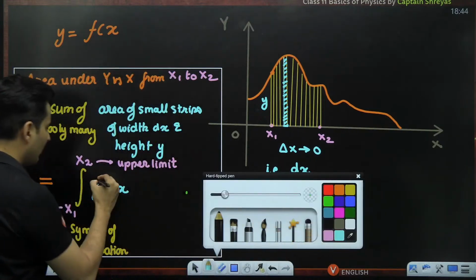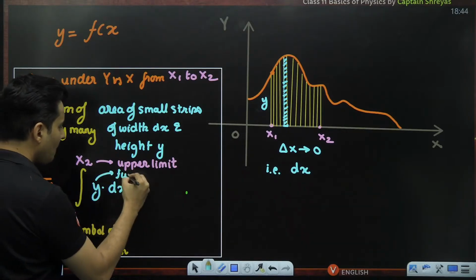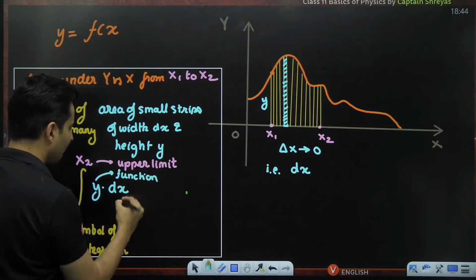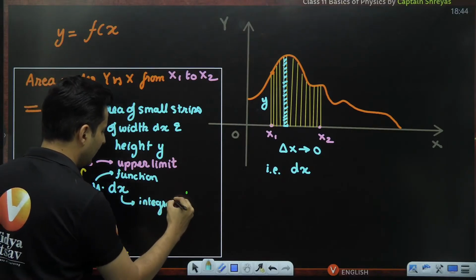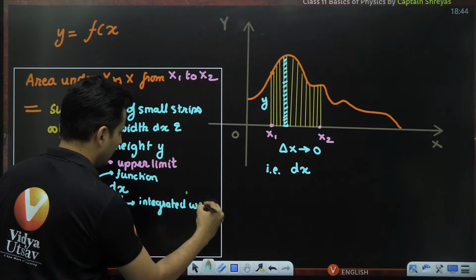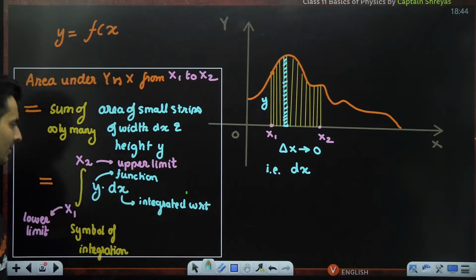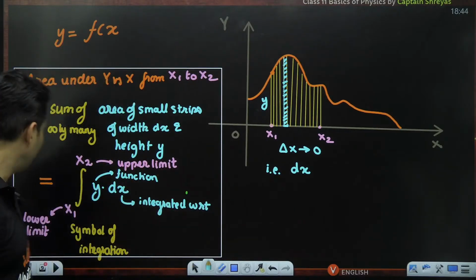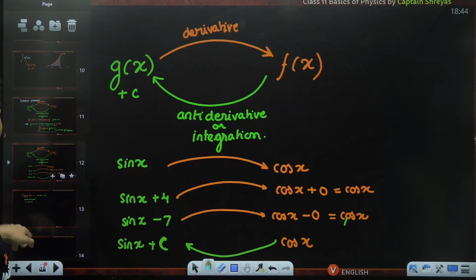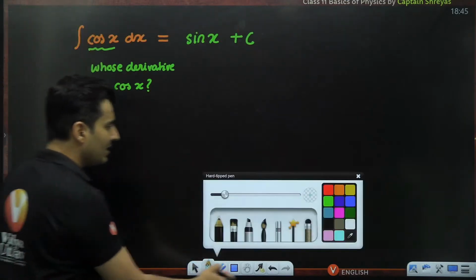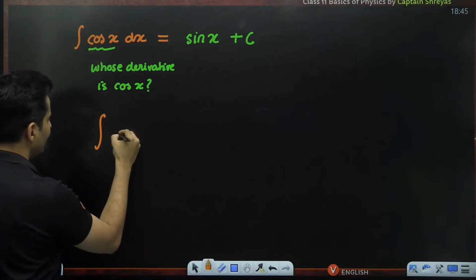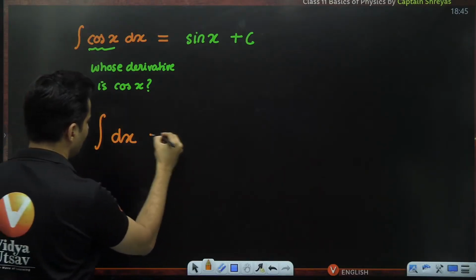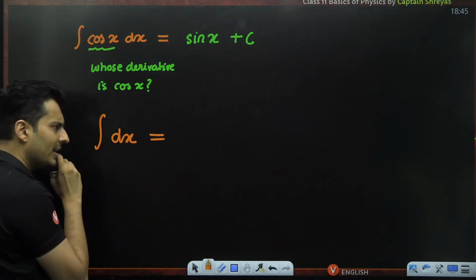So y happens to be that function, and this is integrated with respect to dx. So always that dx will come. Do not ever miss that dx symbol. Is that clear? So let's see if you guys can figure this question out. What is the integration of just dx?